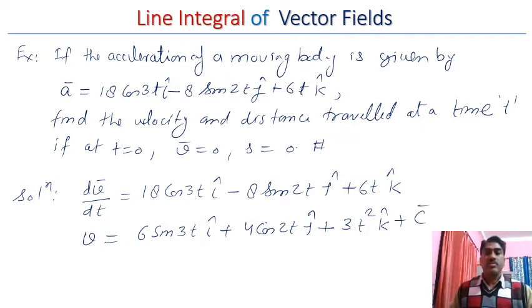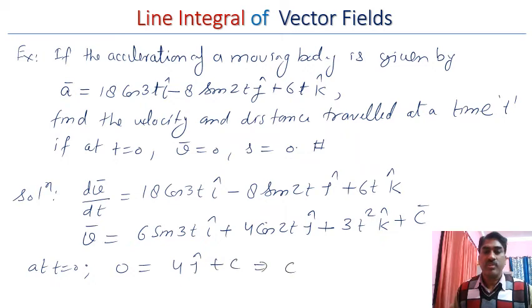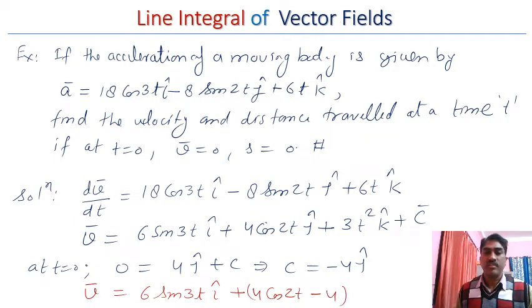So you just need to apply the boundary condition, meaning v is equal to 0 at t equal to 0. So at t equal to 0, the velocity is 0 and the first component, the sine component, is 0 because sin 0 is 0. The second component is 4j because cos 0 is 1 and the third component is also 0, plus c. So it comes out that c is equal to minus 4 times j. So just put the value of c, the velocity is now 6 sin 3t i plus (4 cos 2t minus 4) j plus 3t² k. This is your velocity and I will not simplify it further. You just need to find the distance traveled.